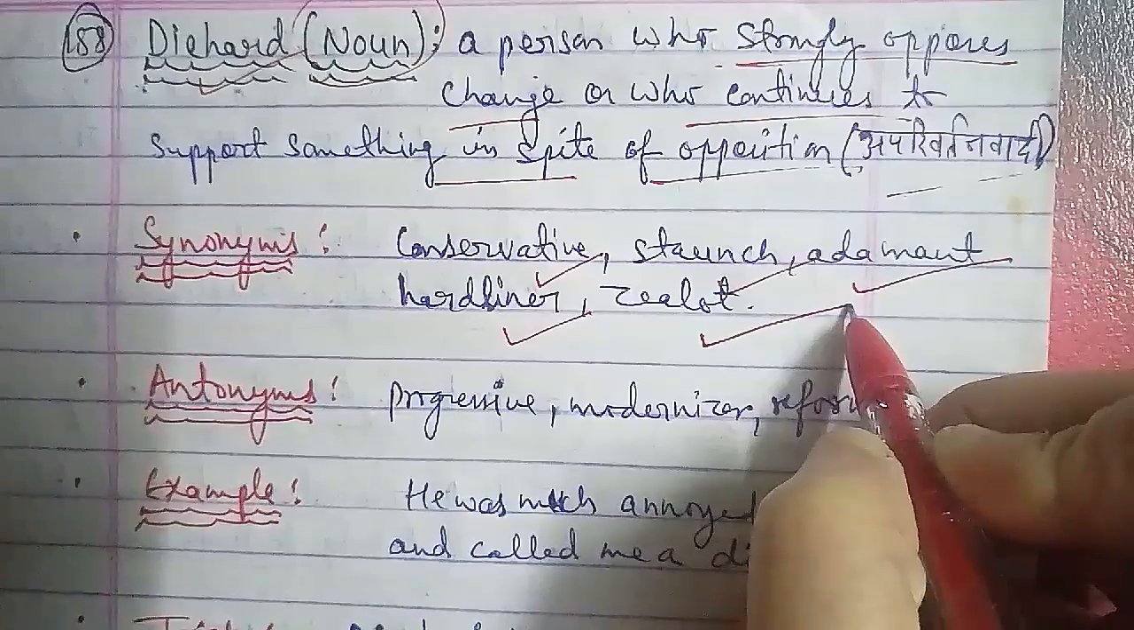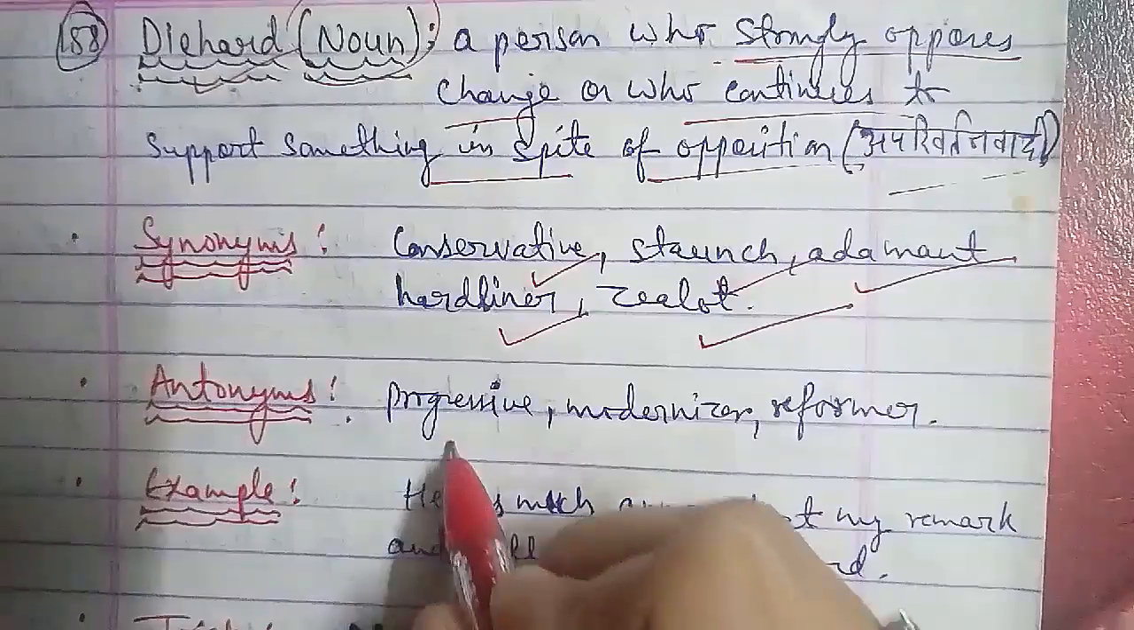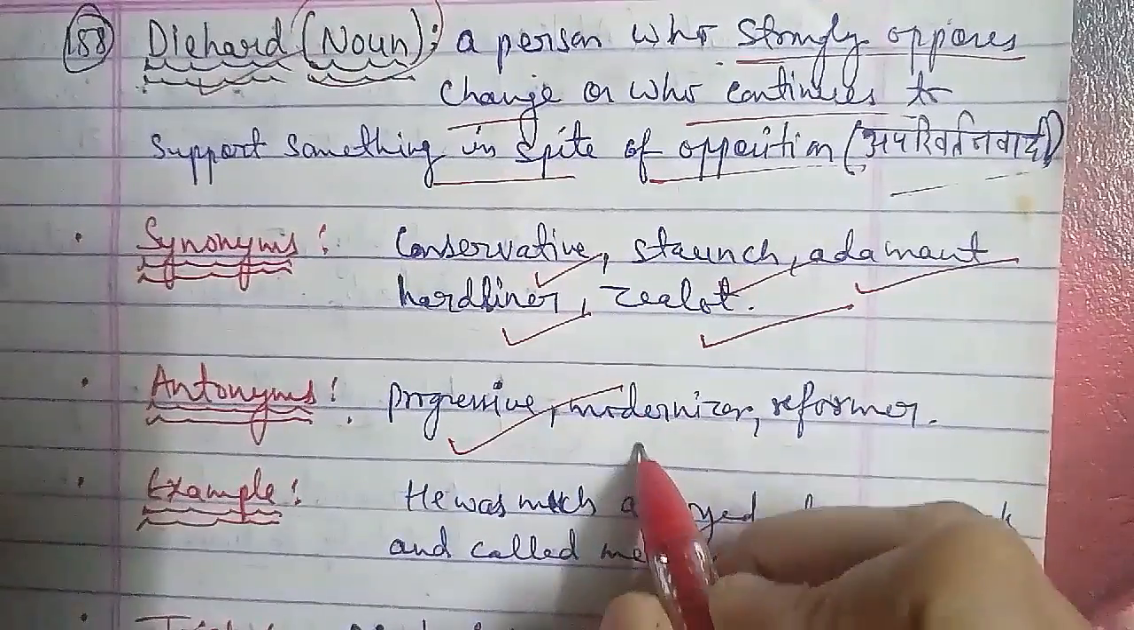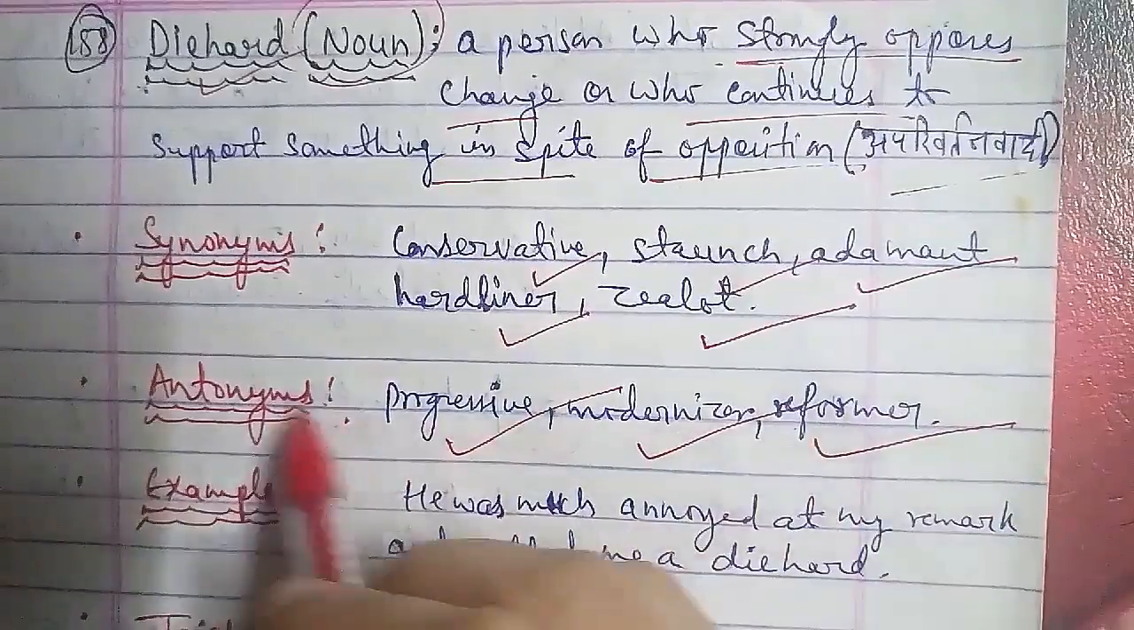Now talking about the antonyms of die hard here. Antonyms of die hard are progressive, modernizer, reformer. These were the three antonyms of die hard.